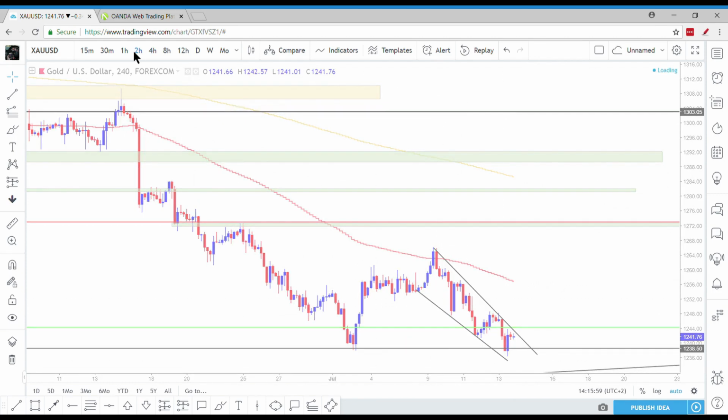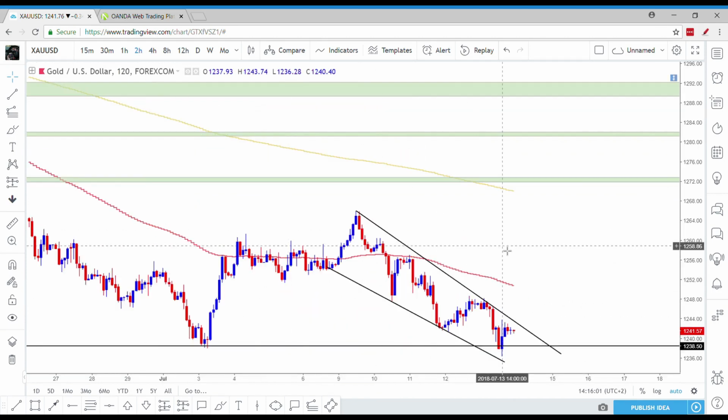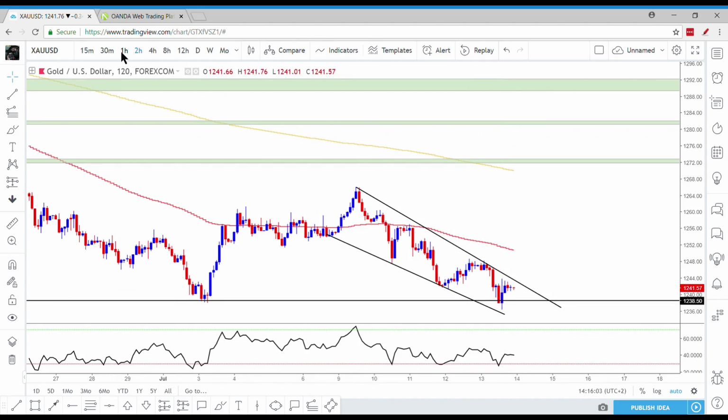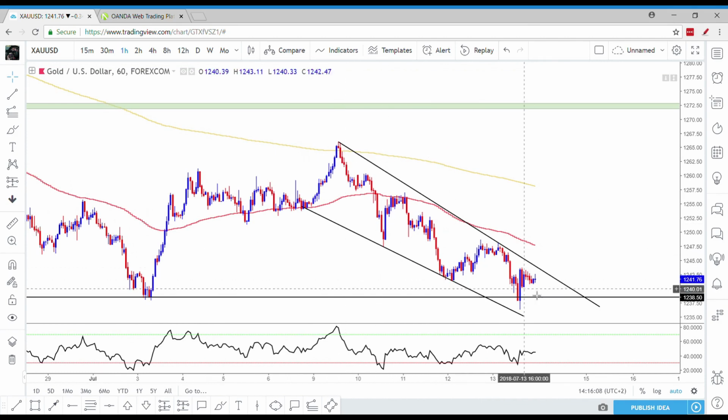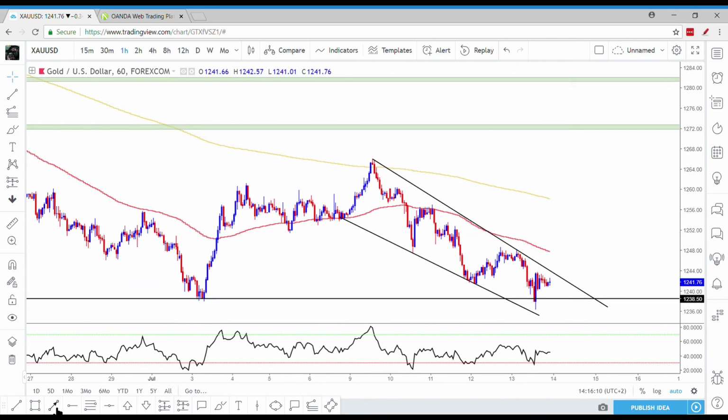Let's go to a 2 hour. 1 hour, yes. So now when we look at this falling wedge on the 1 hour, what can we see? Hope you've spotted it. A bullish divergence, okay? The wedge is going down, however, RSI is going up. So there we've got multi-time frame analysis.